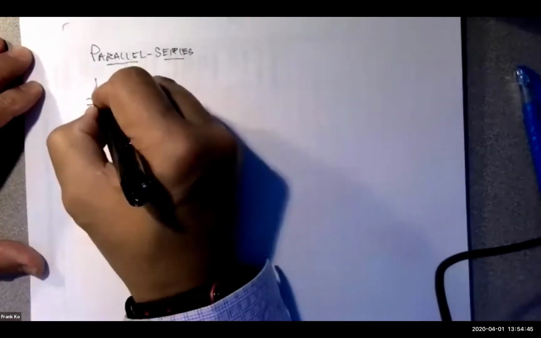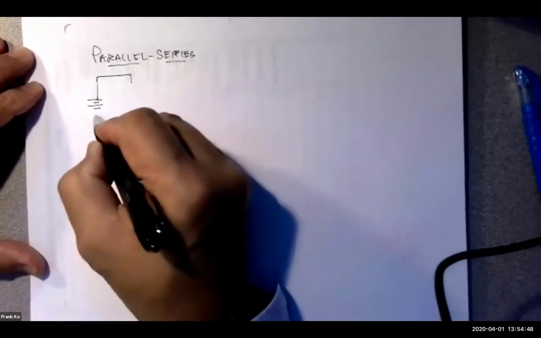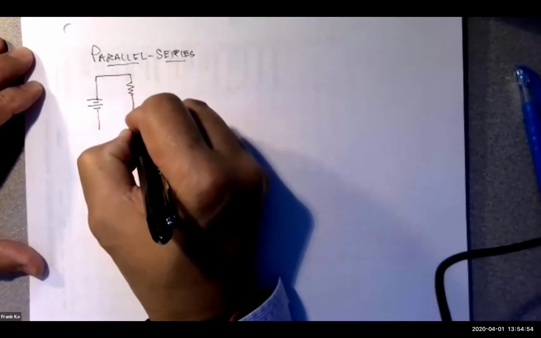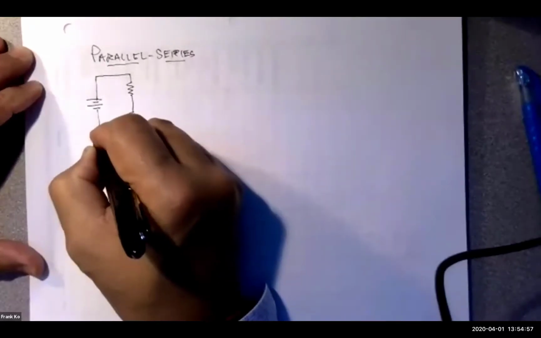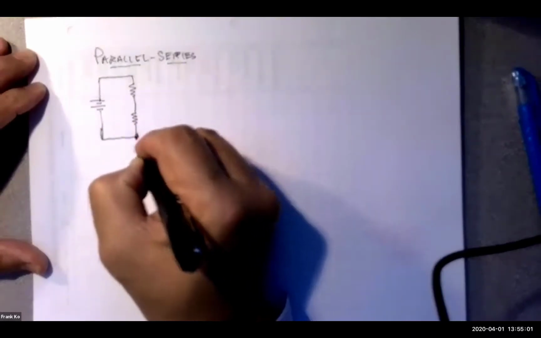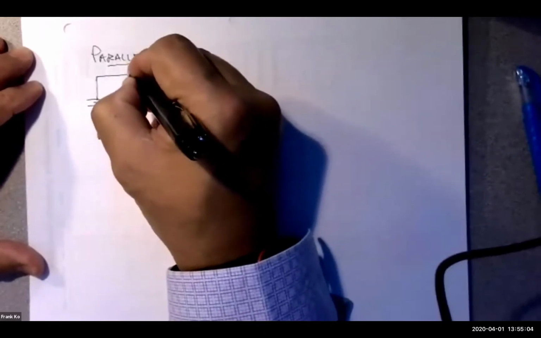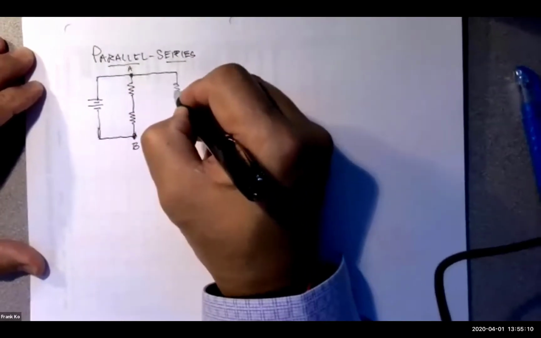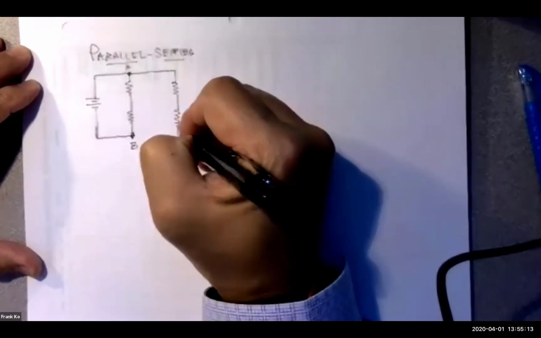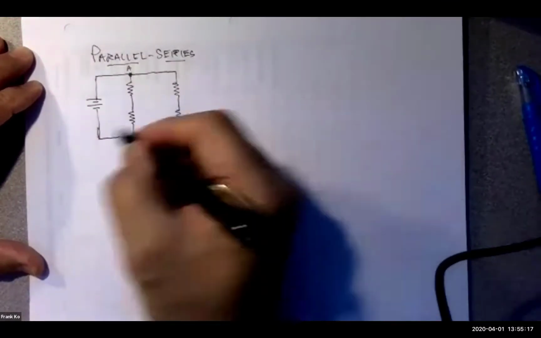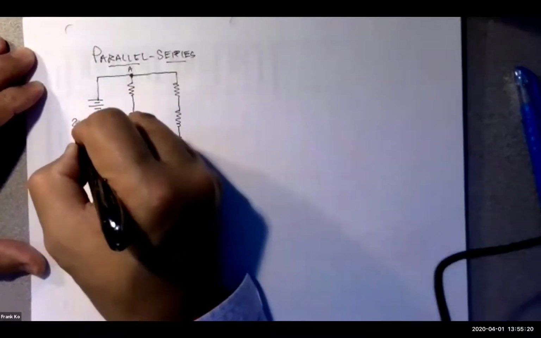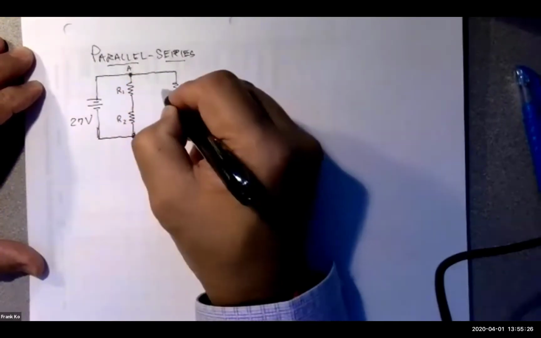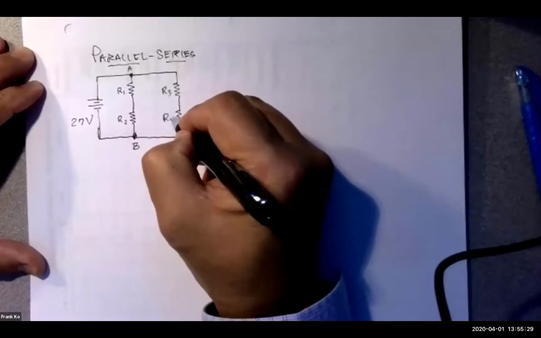We'll have a voltage source. Come up here and come over here. Create a resistor. Create another resistor. Come down here. Create a node. Call that node B. The one at the top, call that node A. And then over here, resistor, resistor, resistor, another resistor, down to here. And we will call this a 27-volt source. We will call this R1, R2, R3, and R4.